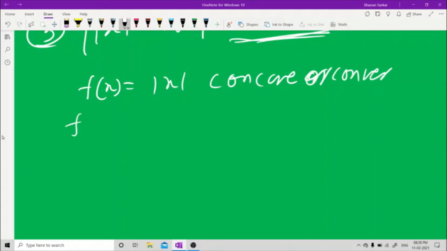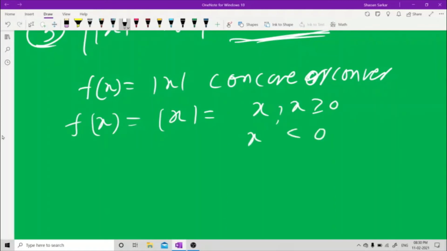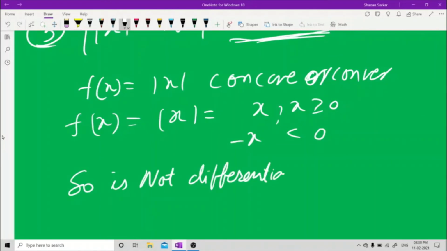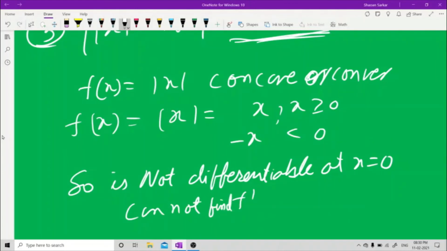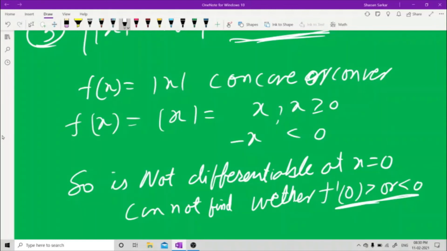Now this function is not differentiable. f(x) equals mod x is nothing but x for x greater than or equal to 0, and minus x for x less than or equal to 0. So it is not differentiable at x equal to 0. So we cannot find f dash 0, whether f dash 0 is greater than or less than 0. We do not know, so I'll take the help of the definition.